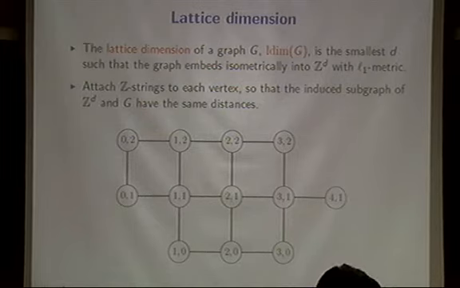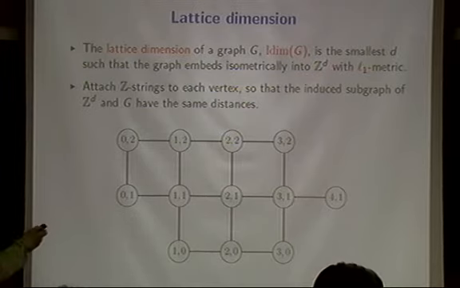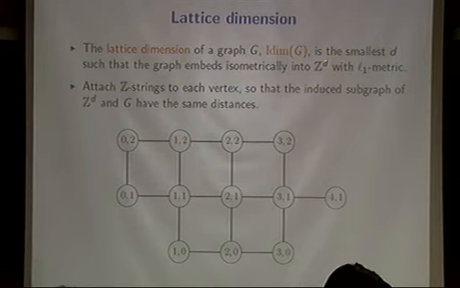Okay, next dimension, the lattice dimension. So we do the same, but instead of embedding into the hypercube, we want to embed into a lattice. So we look at Z^D with the L1 metric. What we want is, given a graph, to embed it into Z^D and minimize this dimension D. And we would like it also to be an isometric embedding.